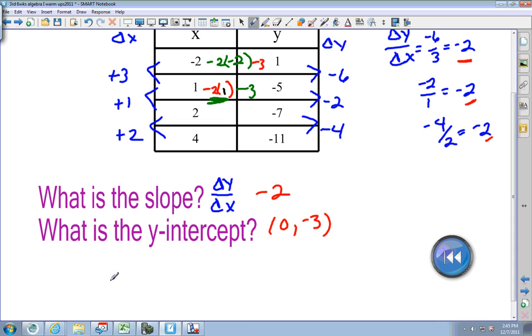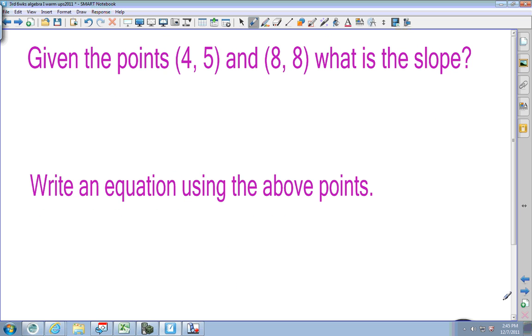If I wanted to write this equation in slope-intercept form, remember that is y equals mx plus b. Slope is the m, y-intercept is the b. Y equals negative 2x minus 3. Next one.